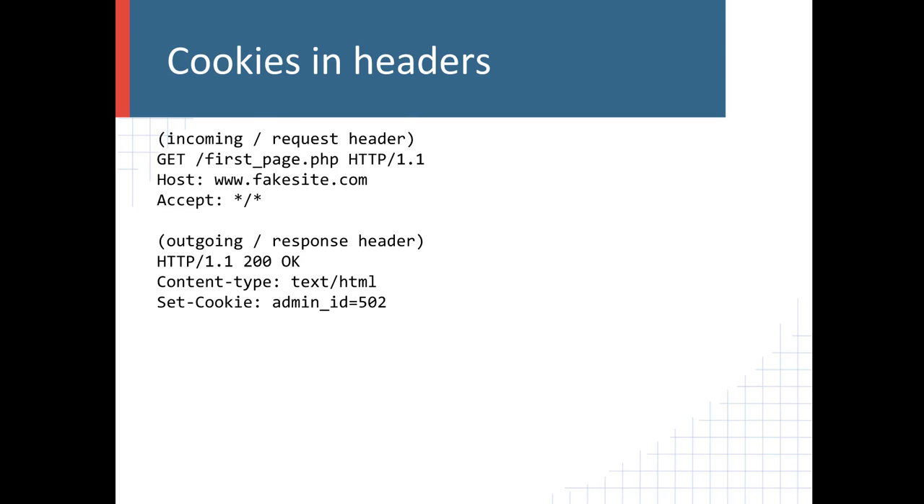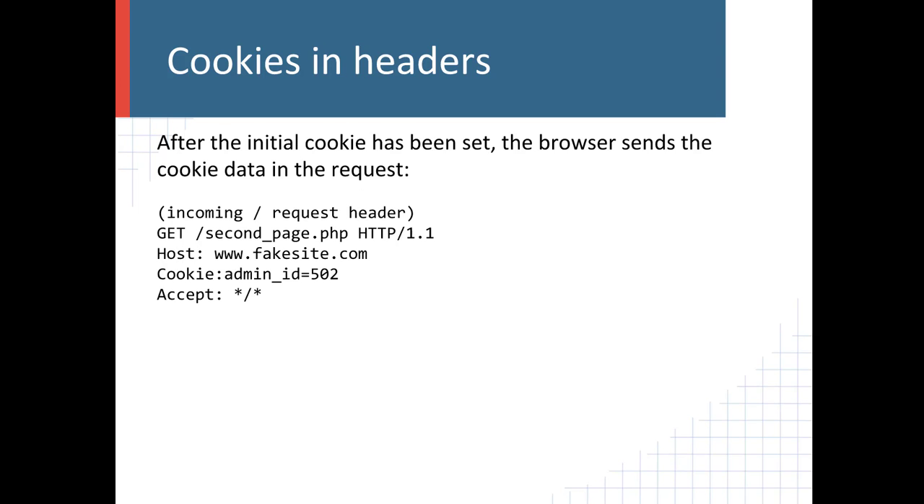So here's what it looks like when it's in a header. So we have our first request, an outgoing response from the server. Here's the cookie, set cookie, admin equals 502. After the initial cookie has been set, the browser then sends the cookie data in the request. So here comes the following thing that says, yeah, I got this cookie, here you go. And then PHP can then process that cookie, use it in its pages accordingly.